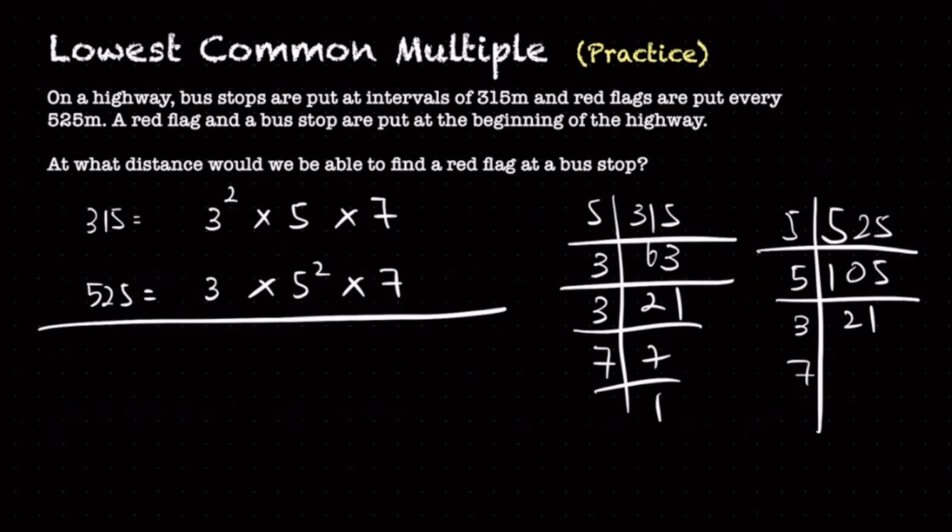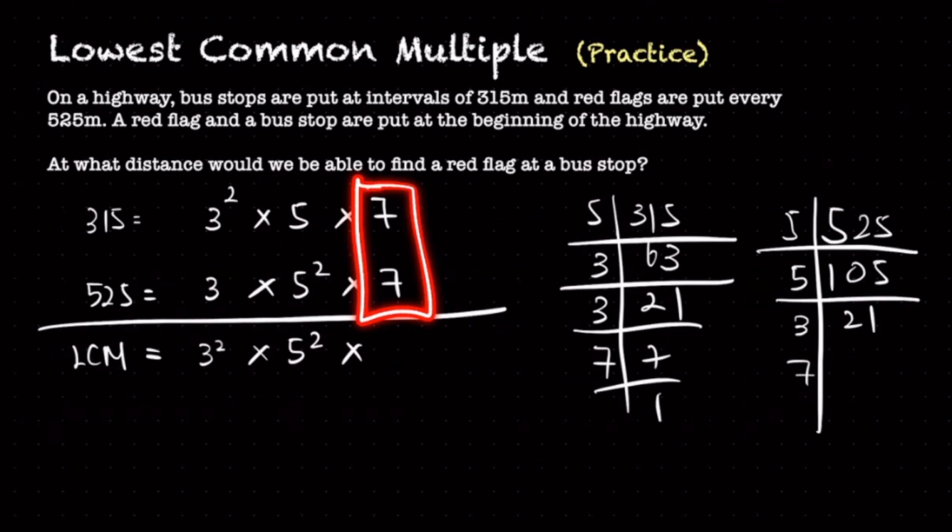So let's find the LCM. They start at the beginning of the highway and then they will coincide sometime later, which is the common multiple. So we have this 3 squared. We take the biggest of the lot, and this is 1 7. Remember, it's 1 7 each. Don't put 7 squared, that would be wrong. Just 1 7. Alright, here we have it. So we have this, it is 9 times 25 times 7.